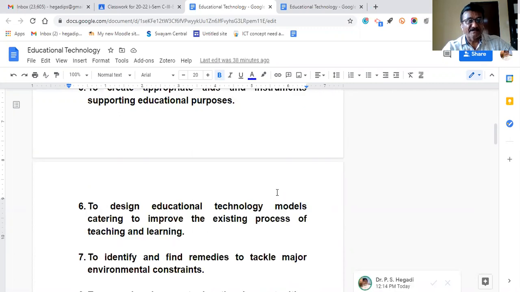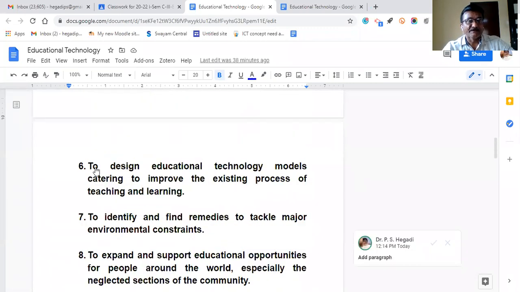The last 3 minutes are there. I think there are 3 points I will wind up on. To design education and technology models catering to improve the existing process of teaching and learning. We know it very well. Educational technology is not only concerned with the material aspect. Here you want to improvise the process of teaching, as education is always dynamic in nature. That is why I sought help from you on how to improvise your own teaching and learning.